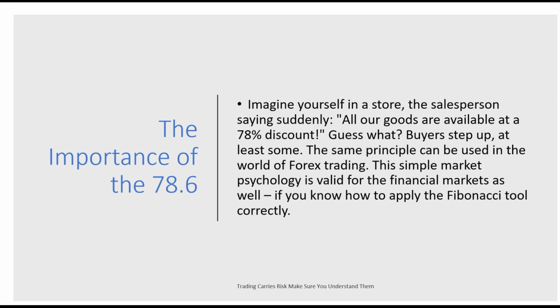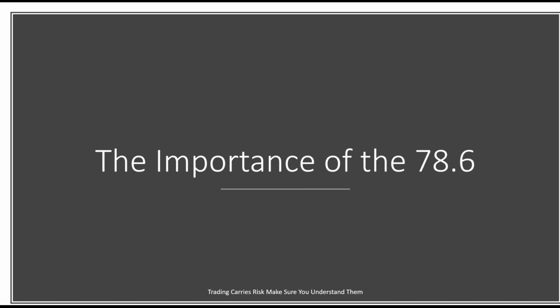So this is using a triple fib strategy and the 78.6, which is a much overlooked Fibonacci retracement level. But imagine yourself in a store and a salesperson says suddenly, all of the goods available are at a 78.6 discount. Guess what? The buyer steps up at least at some point. The same principle can be used in the world of forex trading. The simple market psychology is valid because a 78.6 is farther than the 38.2, the 50, and the 61.8.